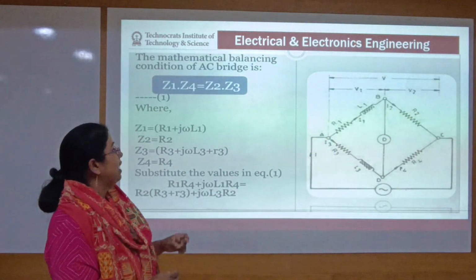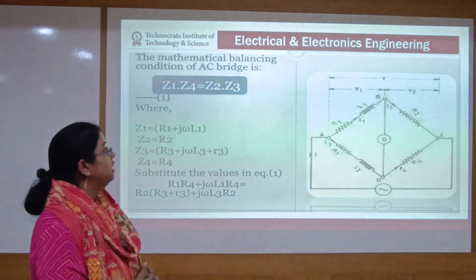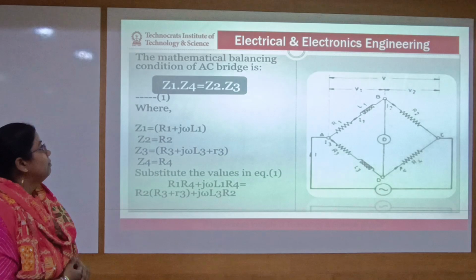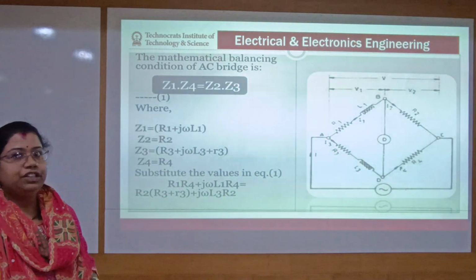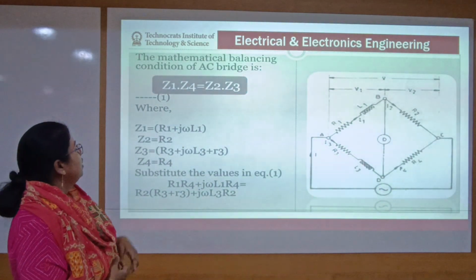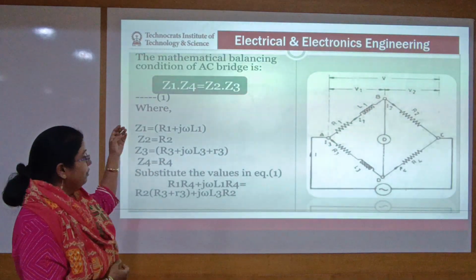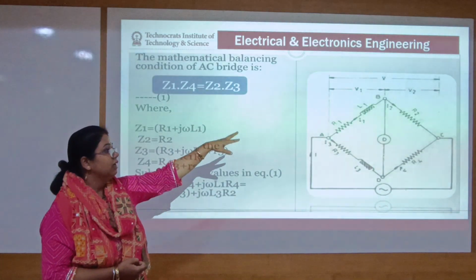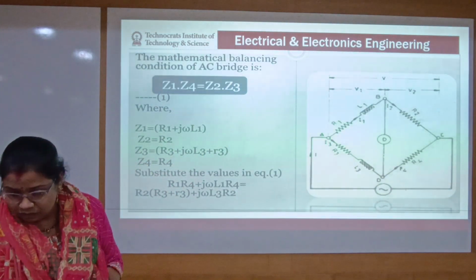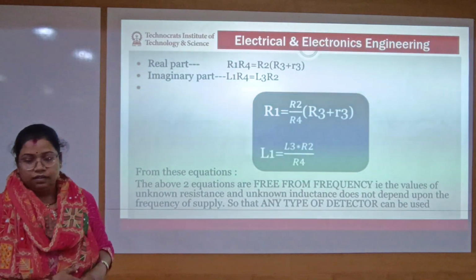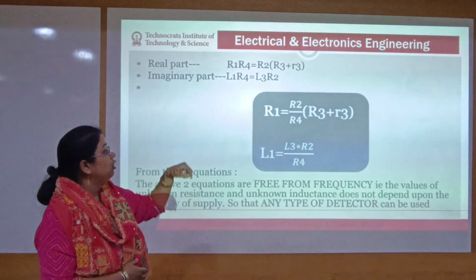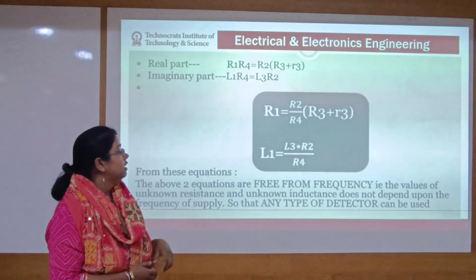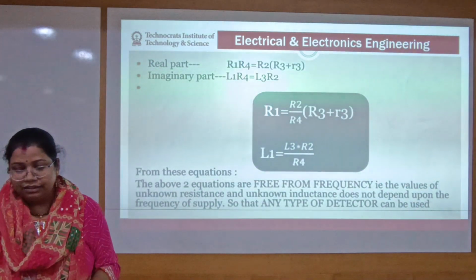With the help of these known values we find the values of R1 and L1. Here we use the basic balancing condition, Z1 Z4 equals Z2 Z3. With the help of this condition we find the unknown values R1 and L1, which are R1 equals R2 upon R4 into R3 plus small r3, and L1 equals L3 R3 divided by R4.